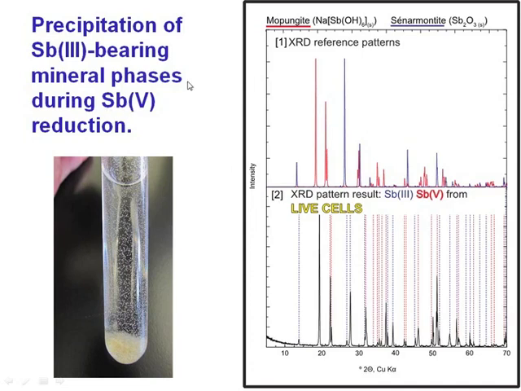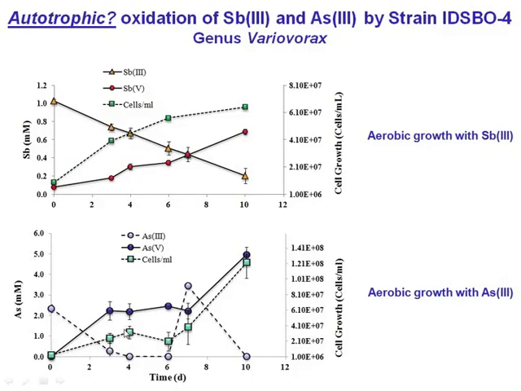And we see that, yeah, okay, she's putting it in as antimony 5. We do get some precipitation of the antimony 5 mineral mopungite, but we also get considerable precipitation of the antimony 3 bearing mineral senarmontite. So this is an antimony 3 oxide, and this is where the antimony 3 is ending up as the microbes are reducing antimony 5 to antimony 3. Okay, so this is precipitation of a mixture of antimony 5, antimony 3 bearing mineral here.